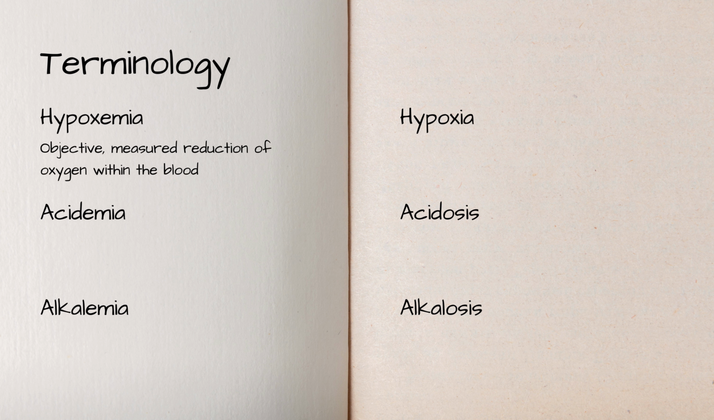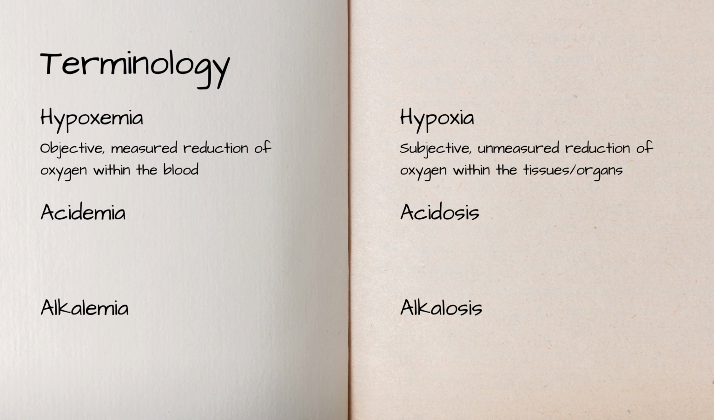Hypoxemia is a reduction in oxygen levels within the blood. This can be objectively measured by the pulse ox or an ABG. Hypoxia is a reduction of oxygen within the tissues. This is more of a subjective pathophysiological state since we generally can't measure oxygen levels within the tissues. Hypoxemia can often lead to hypoxia, but tissue hypoxia doesn't necessarily result in hypoxemia. For example, you can have an ischemic organ but still have a normal pulse ox.